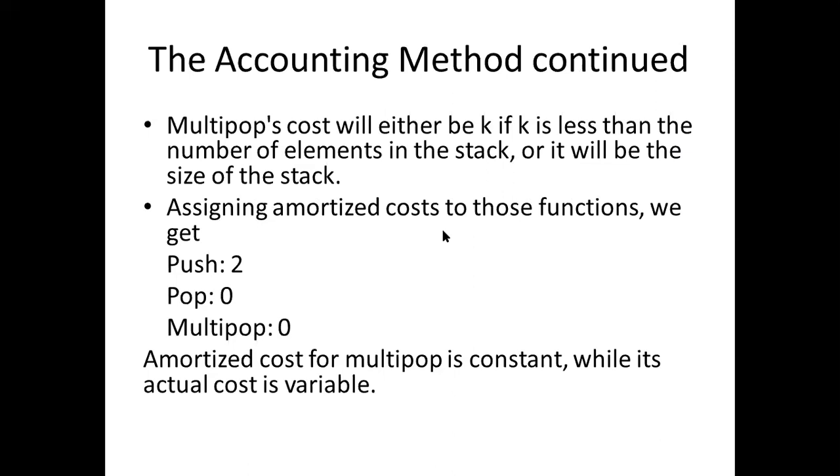Assigning amortized costs to those functions, we get the following. Now consider the amortized cost. Push operation costs $2. Pop operation costs 0. Multi-pop operation costs 0. So the amortized cost for multi-pop is constant, while its actual cost is variable. When you consider the amortized cost for the multi-pop operation, this is a constant value, while its actual cost is a variable.